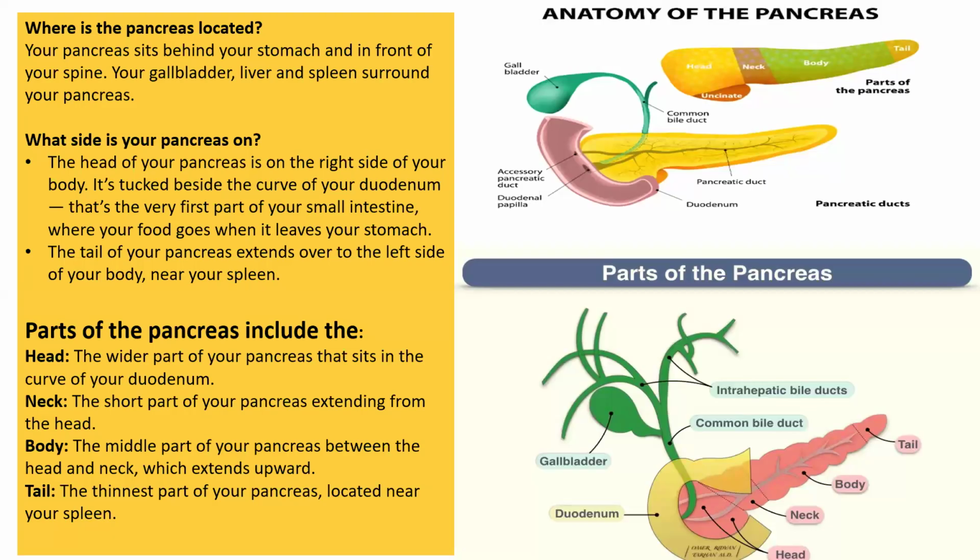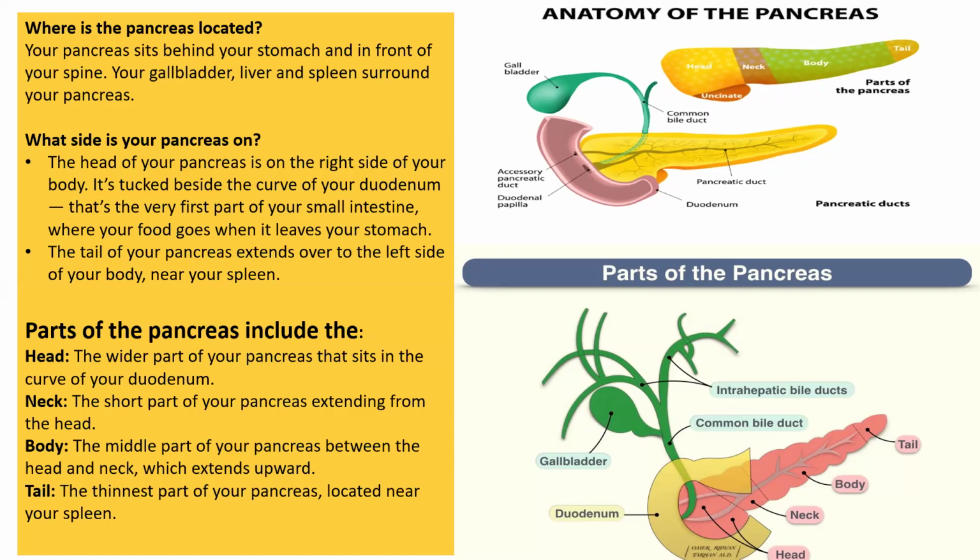The pancreas sits behind your stomach and in front of your spine. Your gallbladder, liver, and spleen surround your pancreas.